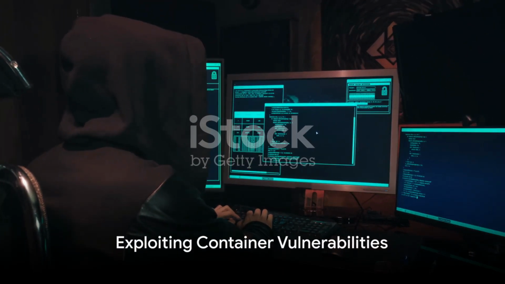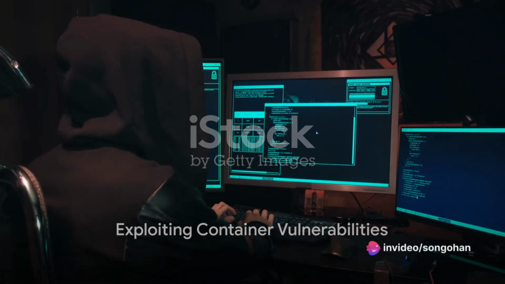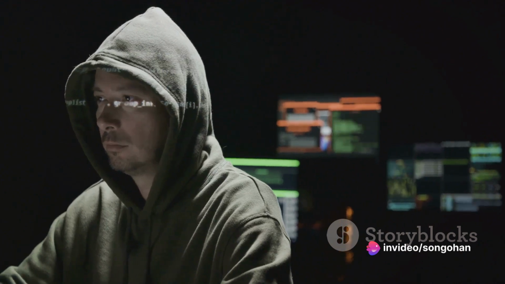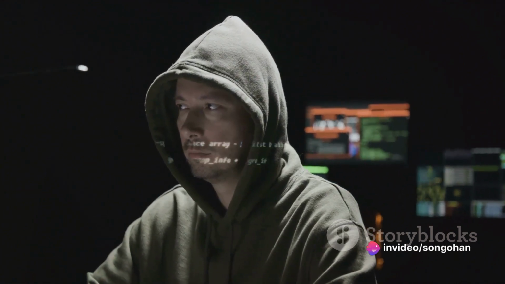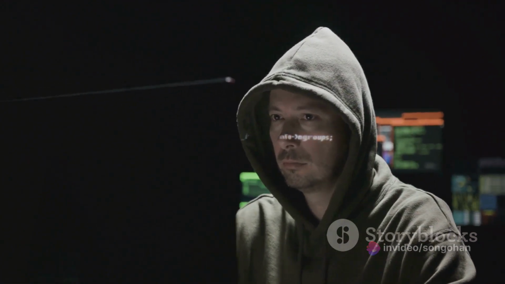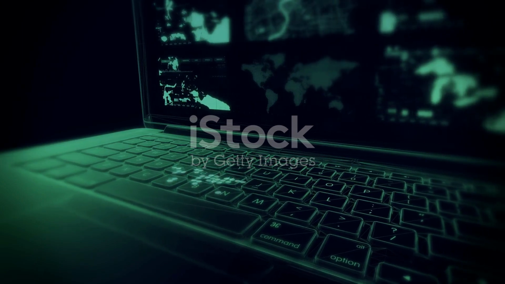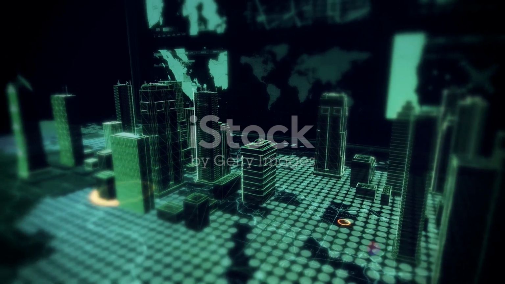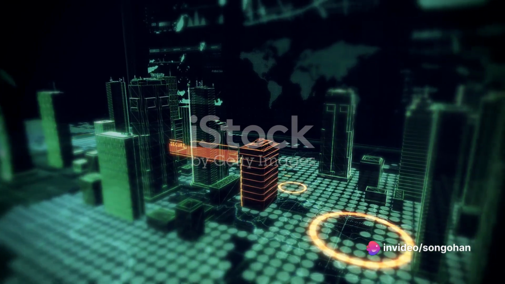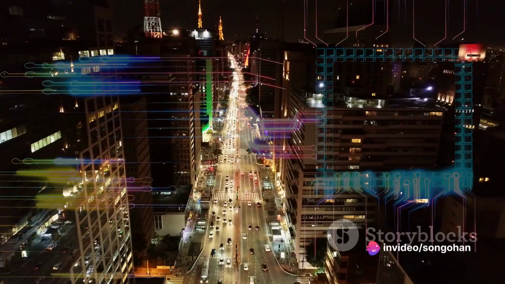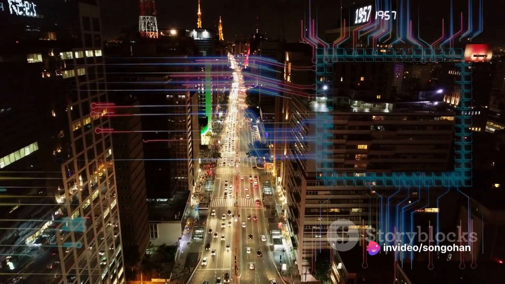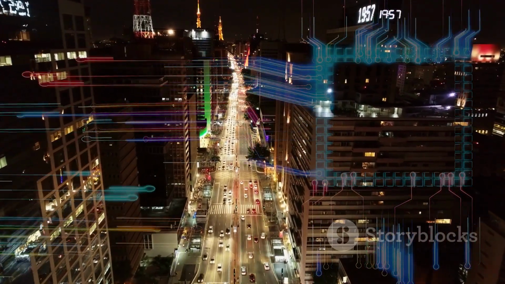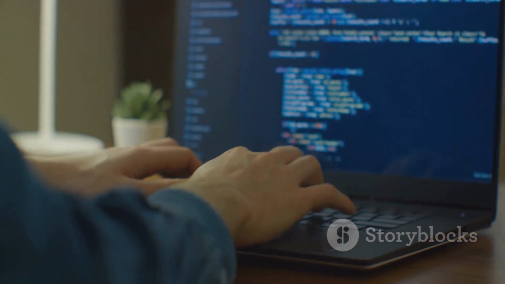Once you've identified potential vulnerabilities, the next step is to understand how they can be exploited. This knowledge is crucial for both attackers and defenders. Let's dive into the process of exploiting container vulnerabilities. But remember, this is a double-edged sword. While it can be used maliciously by attackers, understanding this process is also key for defenders to develop effective security strategies. So how do we exploit container vulnerabilities?